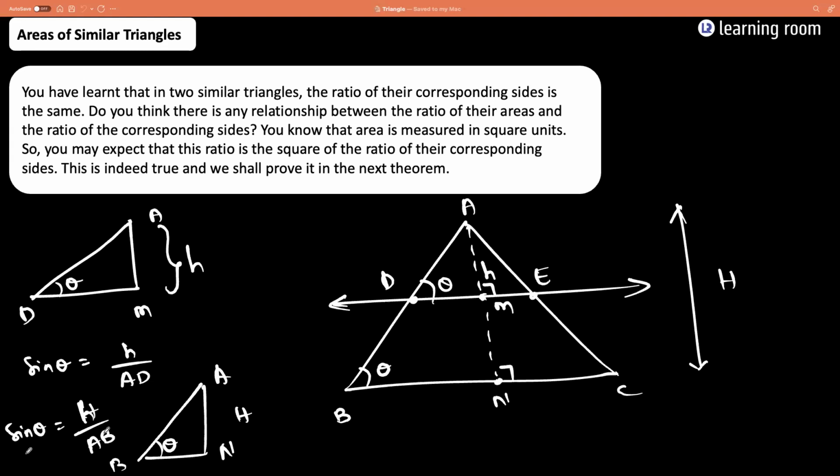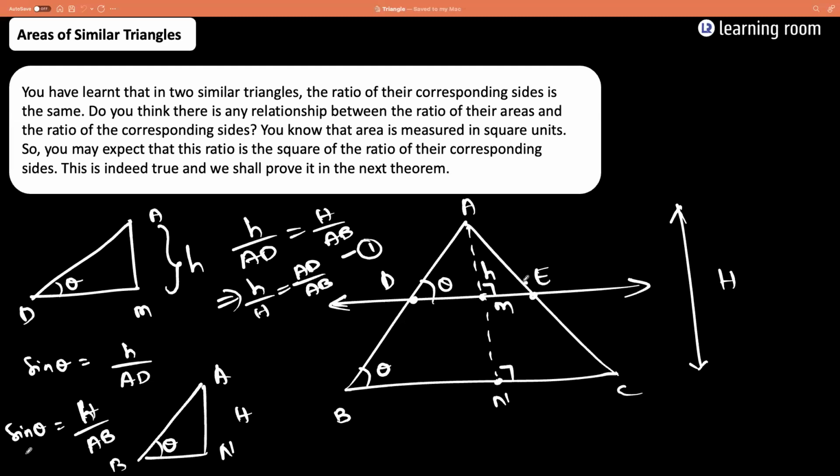Listen to sir carefully. Both the sides are sine theta. So can I write h by AD is equal to capital H by AB, which implies small h by capital H is AD by AB. Can I do this? Is there any doubt till this step? So this is going to be equation number 1.